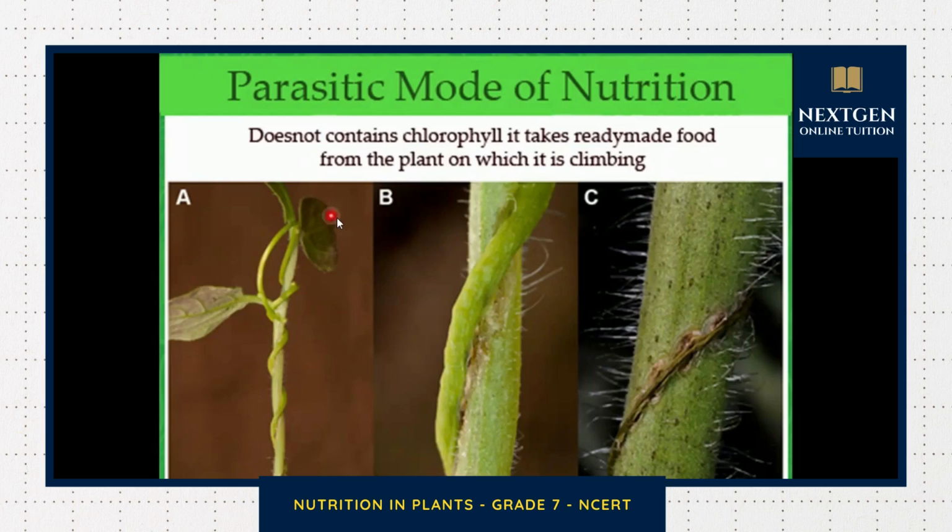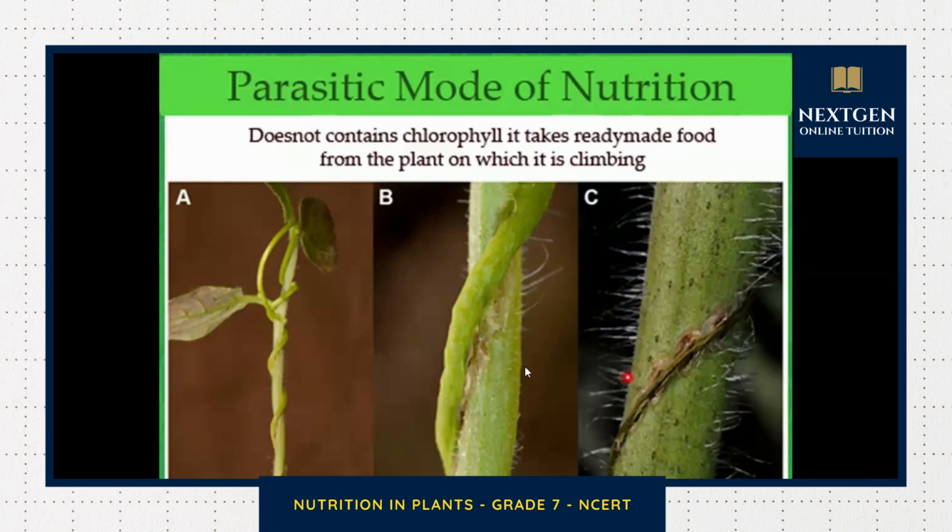The yellow wiry branch structure swinging around the stem and branches of the tree. This plant is called Cuscuta. It does not have chlorophyll. It takes ready-made food from the plant on which it is climbing.